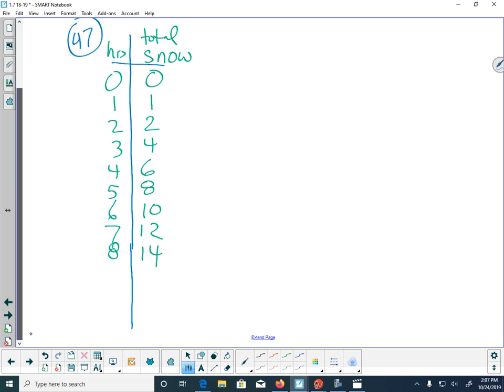Let's keep this going here because this snowstorm is not over yet, is it? No. And at the rate of 0.5 inch per hour for the final hour. So there's 1 more hour of the snowstorm. So I got to get to hour 9, and then how much snow is on the ground at that point? 14.5. All right. So here's what I want you to do. Now that we have our table, you certainly could plot these points on a graph.